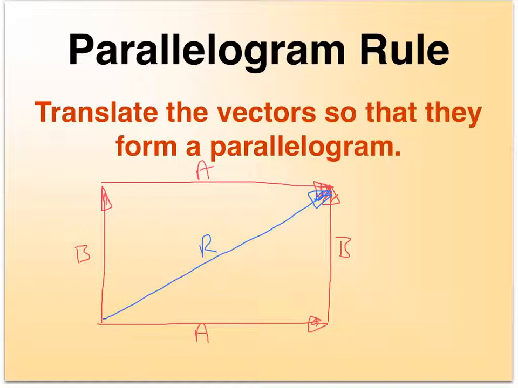It's easy with 90-degree vectors. It becomes very helpful when you have vectors that are like this, and you have to translate them to form a more complicated resultant.